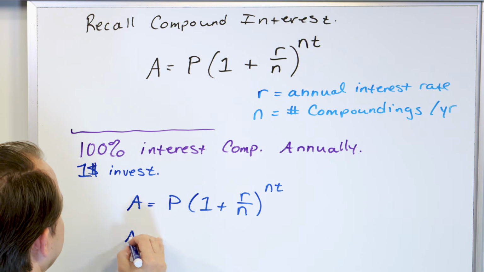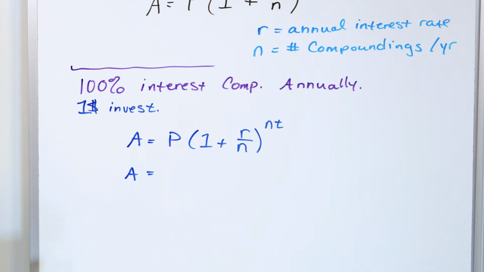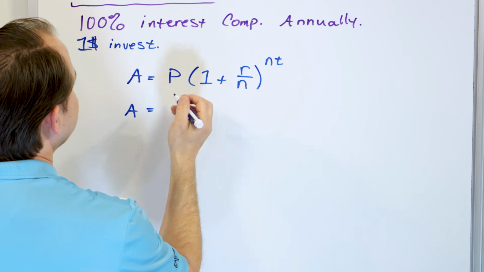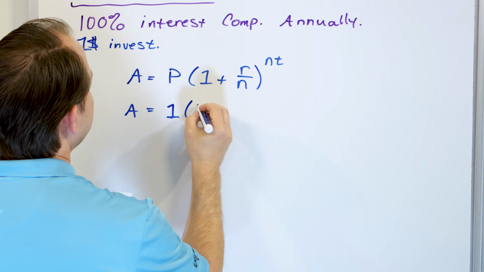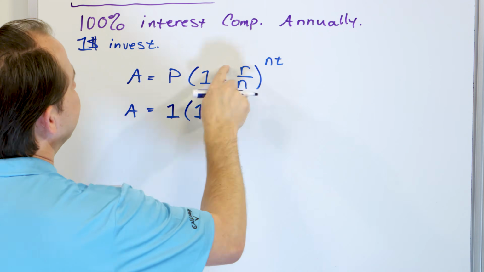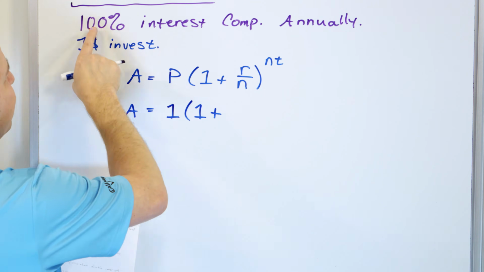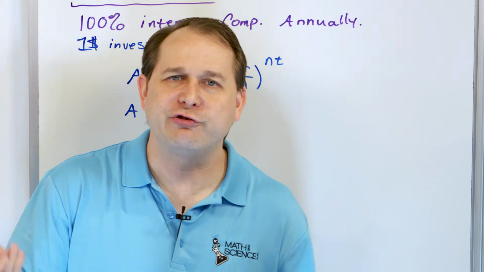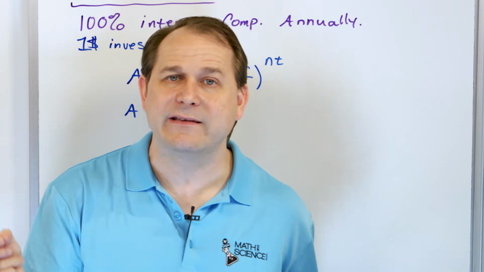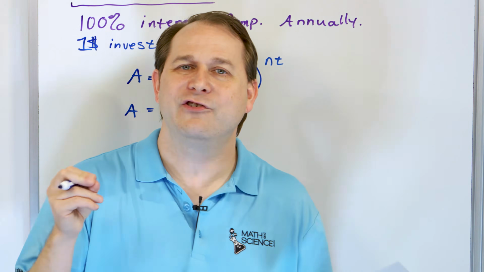Here's how you go about calculating this. We know we're going to have $2 after 1 year, but let's just do it anyway. The number of dollars I have to start with is 1. Then it's 1 plus, what is my interest rate? I said it's 100% interest. Now, you never want to put 100 in. You never want to put the percentage in. You have to convert the percentage to a decimal.